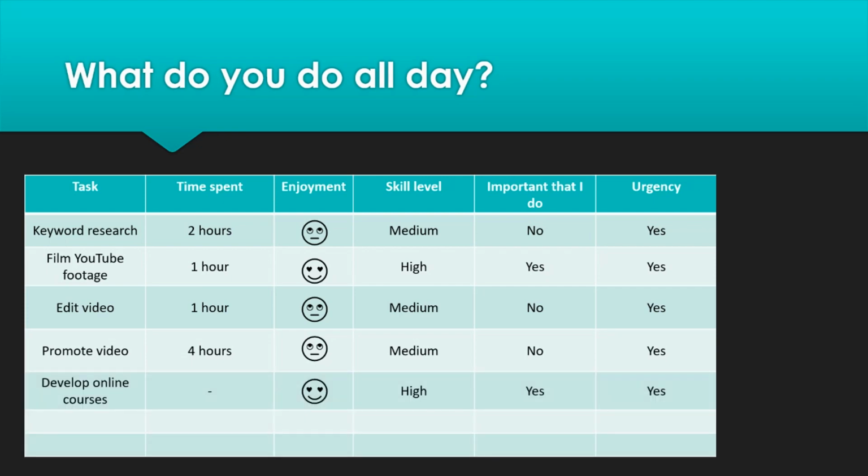Now, the thing that I've been neglecting, which if I were to try and outsource some of the other tasks, I could then free up more time to do, and that is to develop more online courses. The skill level is high, and because they would be my courses, it's important that I do them. They are urgent, but you can see in the time spent that I've not been spending time on them as I would wish to. And so that is something that I need to reorganize, delegate some of the other tasks out, and free up time to develop more online courses.